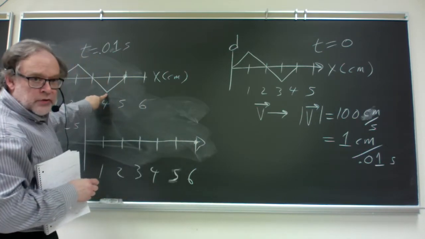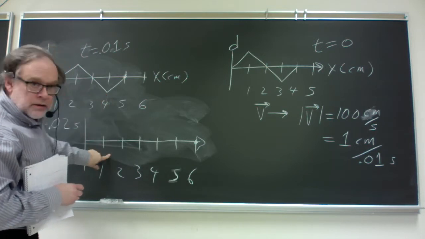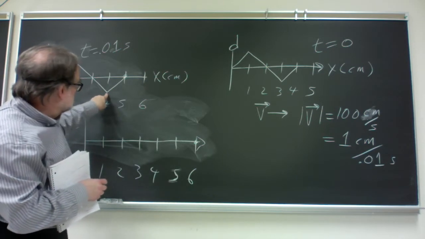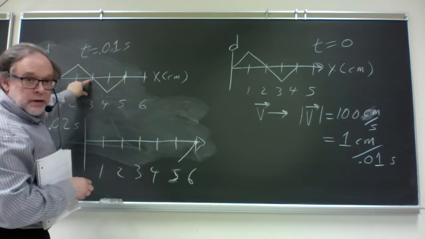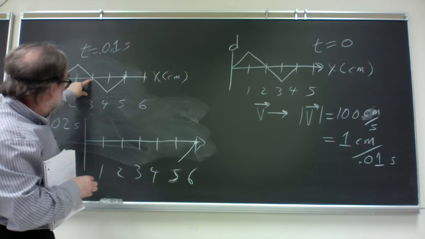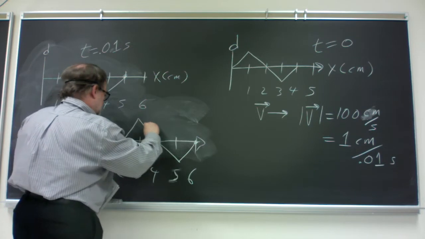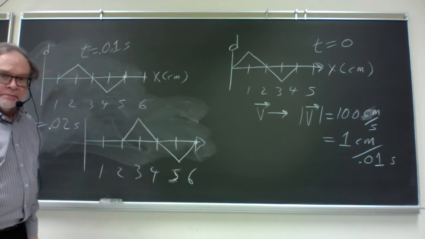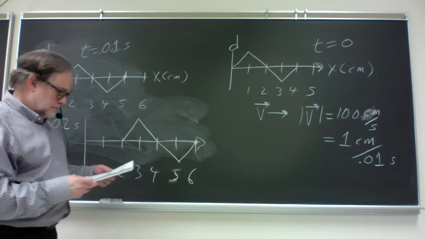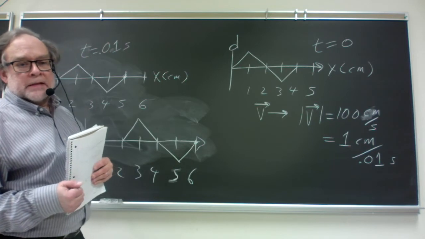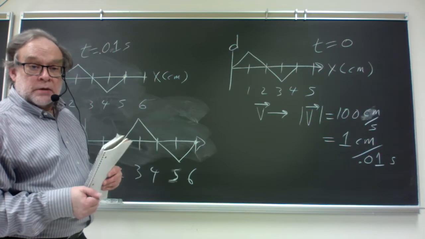And the bottom of the valley will also have moved 1 centimeter in 1/100th of a second. So by the time you get to this snapshot, the valley has moved 1 centimeter from 4 to 5. And the midpoint has moved 1 centimeter to the right in 1/100th of a second. It's moved from 3 to 4. And then the other half of the pulse looks like that. So that's what snapshot graphs are like. That's how we think about snapshot graphs.